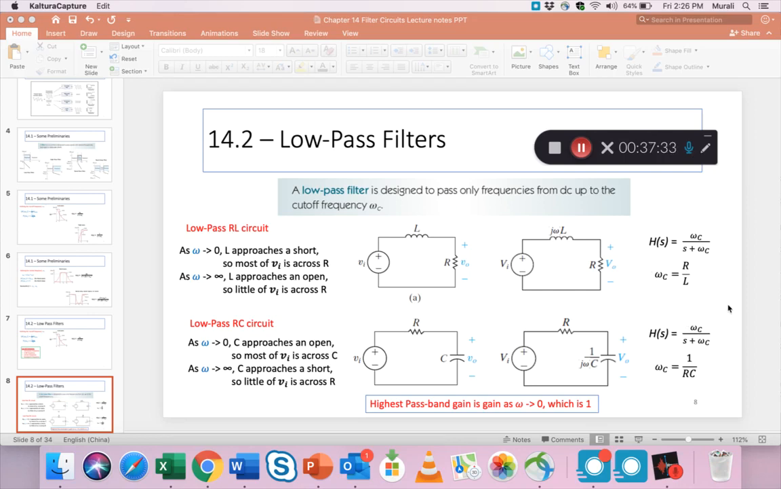Now, to the right we see some calculations, and those calculations tell you what the transfer function is for the upper case and what the transfer function is for the lower case. They are both the same in terms of omega c, and the value of omega c depends on the values of R and L, and you can see that in the two formulas to the right. Okay, all right, I have to move on.